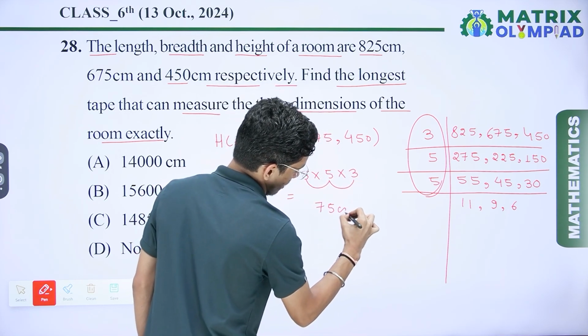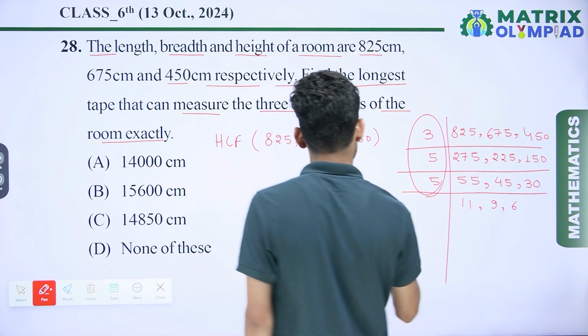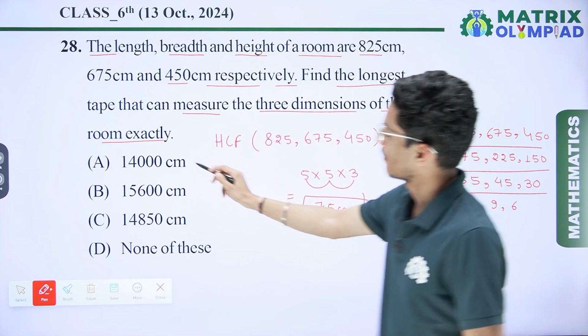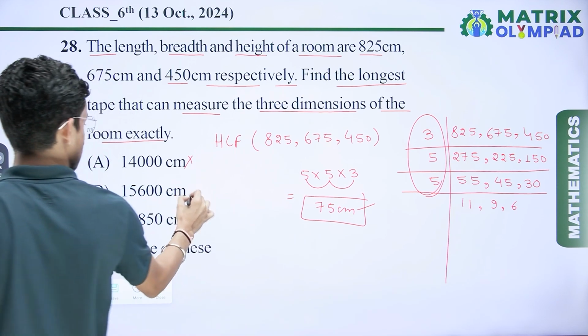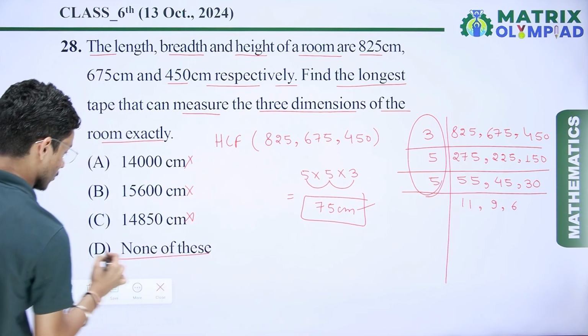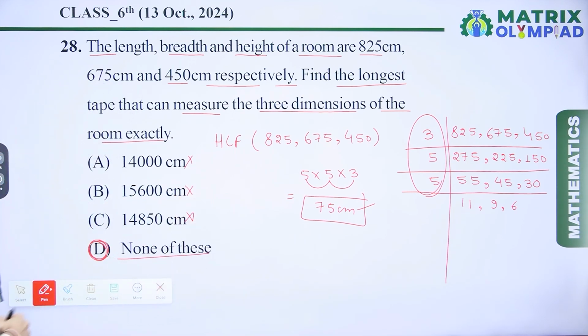So here the longest step is 75 centimeters. So check which option is correct. 14,000 is wrong. This one is also wrong. So here option none of these, option D, is the correct answer over here.